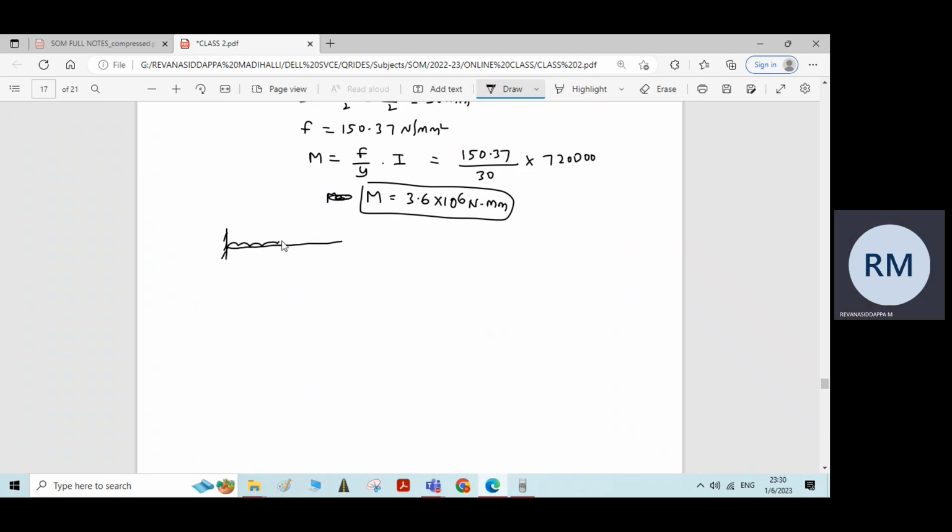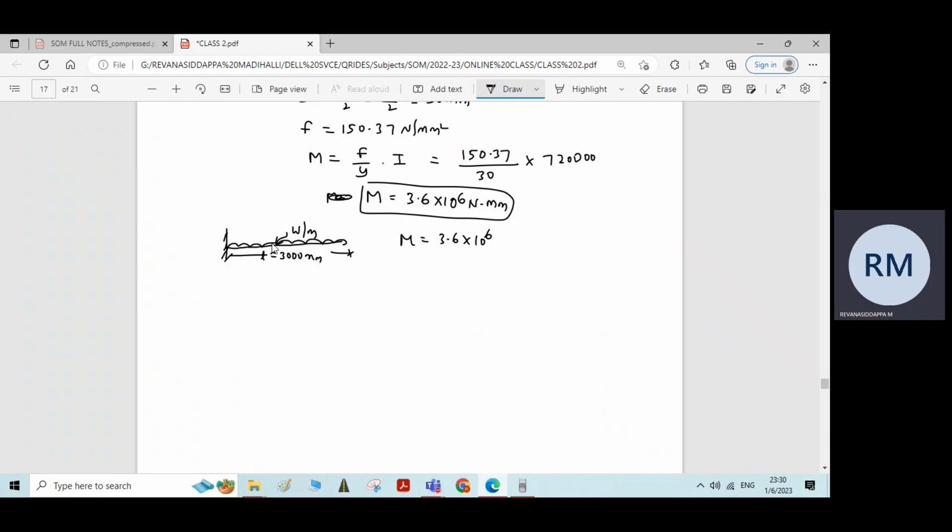Okay. Now we have to find the intensity of the UDL that the cantilever beam can carry. W per meter length. Okay. So L is given as 3000 millimeter, length of the cantilever. Okay. So we know the moment M is equal to 3.6 into 10 power 6 for cantilever beam carrying UDL. Okay. The maximum bending moment will be at the support. Maximum bending moment will take place at the support.